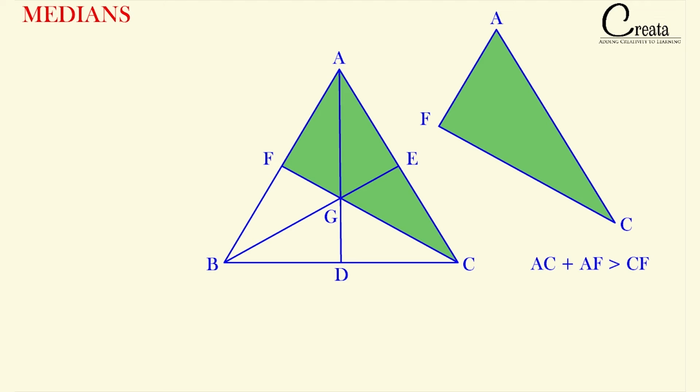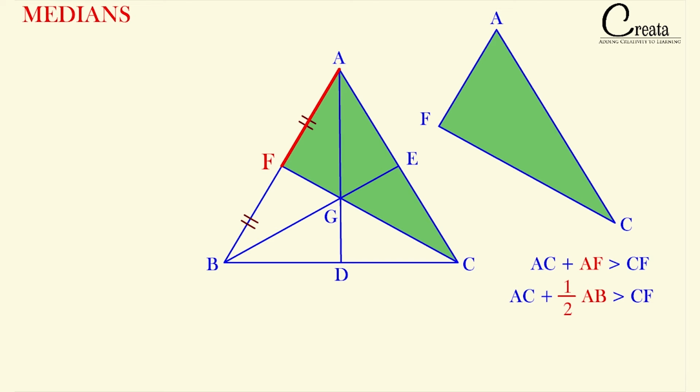Again, we have applied the property of the triangle. That is, the sum of the lengths of any two sides of a triangle is greater than the length of the third side. And we know F is the midpoint of AB. So we can replace AF with half of AB. Both of these line segments are equal, so AF is half of AB. So we got AC plus half of AB is greater than CF.